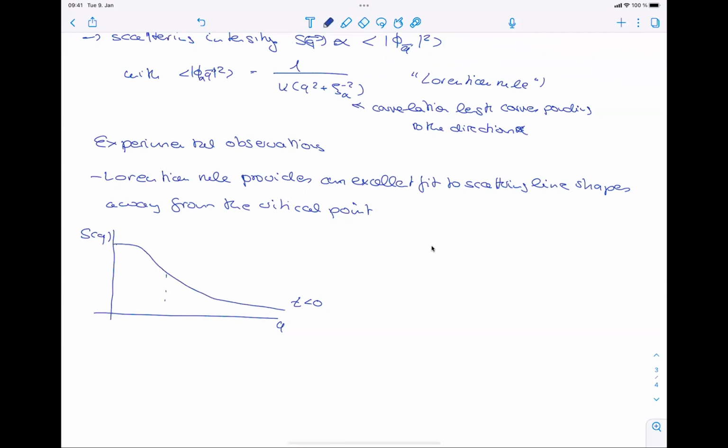defines the inverse of the correlation length. And so from this, we really see that this is really a correlation length. I'm going to give you a mathematical derivation of that too.